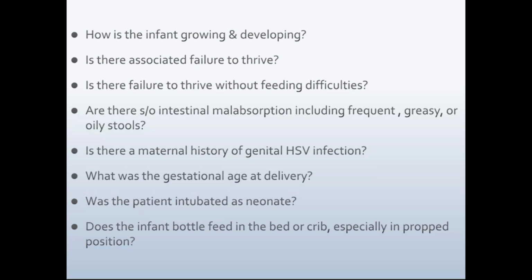Are there any signs of intestinal malabsorption, including frequent greasy or oily stools, to rule out malabsorption syndromes like cystic fibrosis? And also, what was the gestational age of delivery? This already we discussed. Was the patient intubated as a neonate? This also we discussed, to rule out any bronchopulmonary dysplasia during the neonatal period, as prolonged intubation can also cause tracheomalacia.